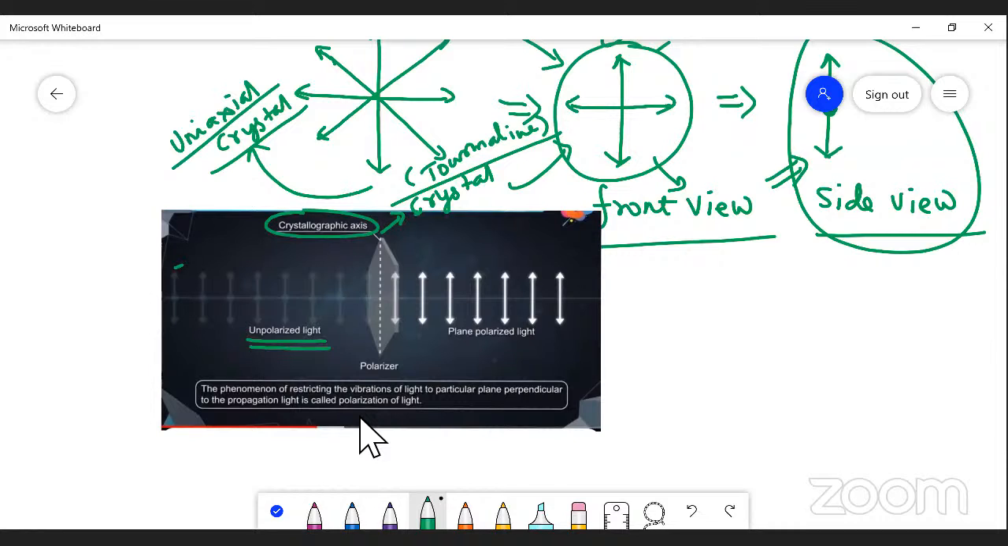Here, tourmaline crystal is one of the uniaxial crystals. Why? Because it consists of only one optic axis or crystallographic axis. What is an optic axis? Optic axis is nothing but a particular direction inside the crystal. In this crystal, there is only one optic axis, so it is called a uniaxial crystal. The optic axis is also called the crystallographic axis.